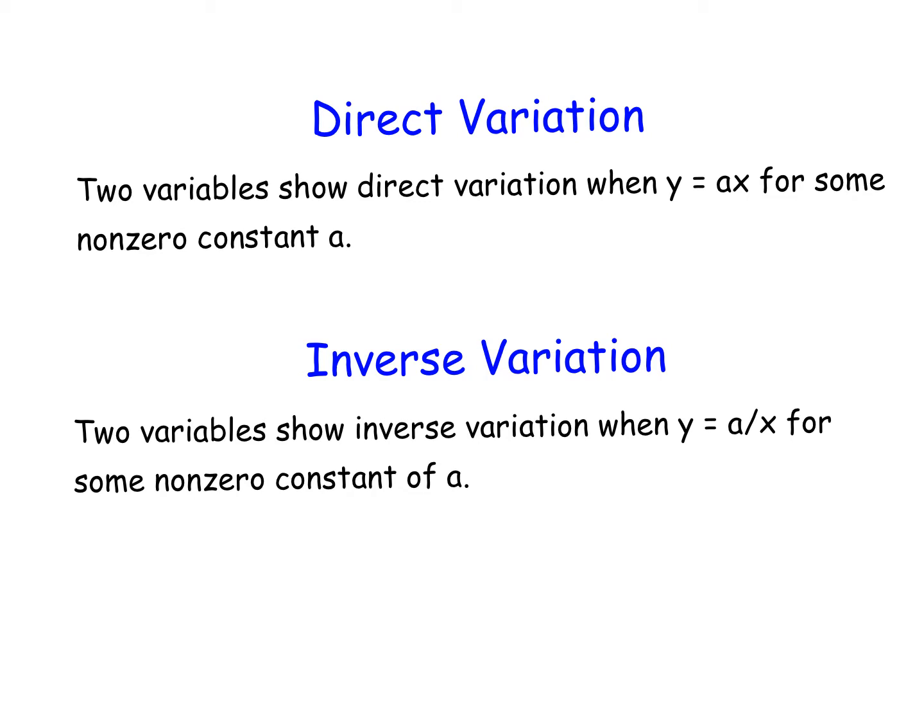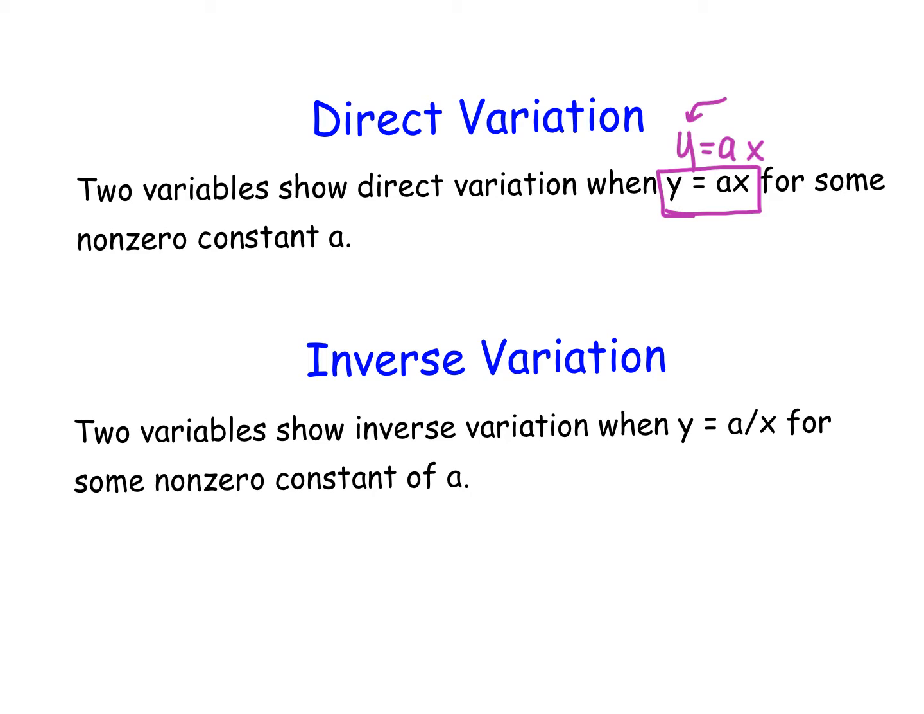A direct variation is when two variables essentially form an equation that looks like y equals a times x for some non-zero constant a. So when two variables have direct variation, essentially what happens is as one variable grows, the other variable grows. You can see that here. y equals a times x. Well, if x becomes bigger, regardless of what a is, if x becomes 4, or 6, or 8, that causes the y value to grow larger and larger and larger.